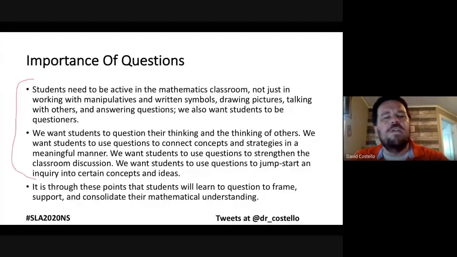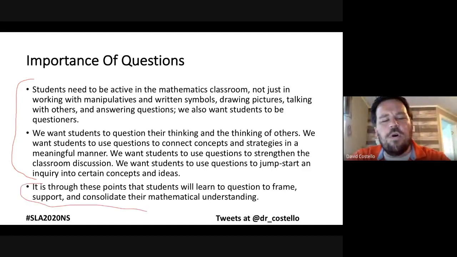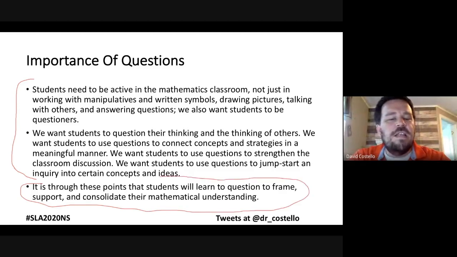I will say, and I would like your thoughts, we tend to focus on this. We tend to focus on, we want students to be asking questions. We want students to be asking questions of others, whether that be the teacher or of other students. But do we do this? Do we support and highlight and emphasize the importance of students using questions as they're engaged with a mathematical concept or a task? Do we have students relying on questioning as a way to move them forward in framing their experience and their plan of action, and to support that plan and then to consolidate their understanding?